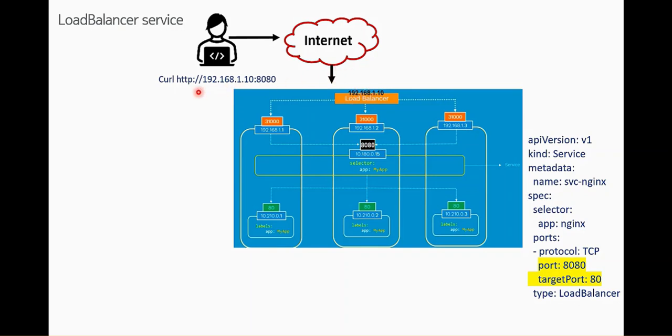Okay, so the IP address of the load balancer will be given, along with the port number of the service. The port number of the load balancer service is 8080. If I hit this particular web address, then I will be able to access any of these pods here. So this is the standard way to expose an application outside the Kubernetes cluster.